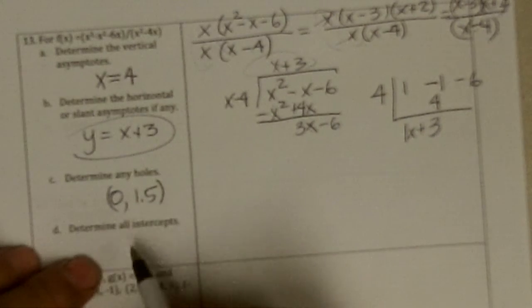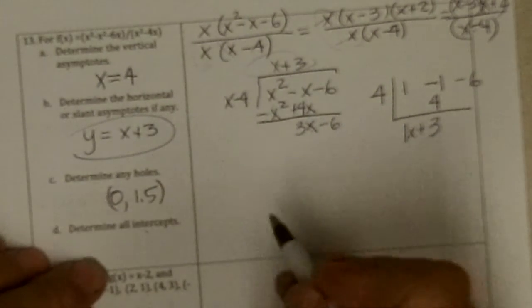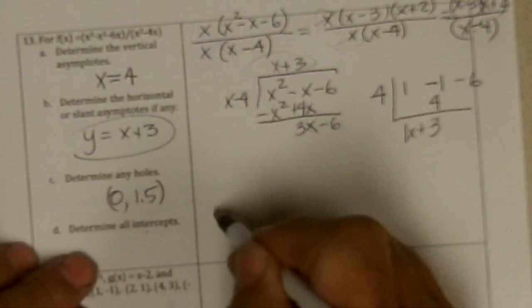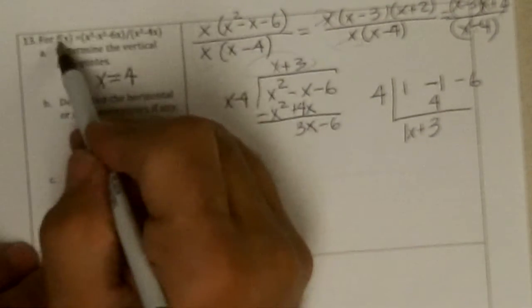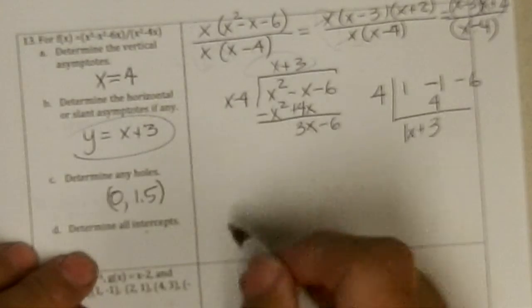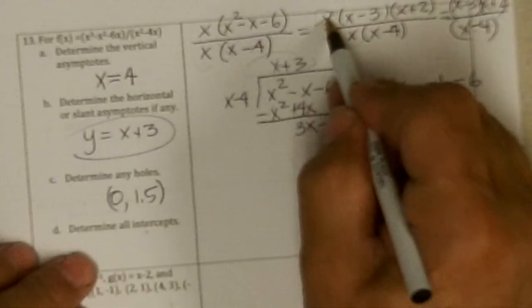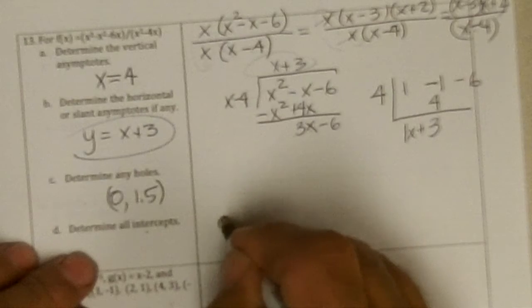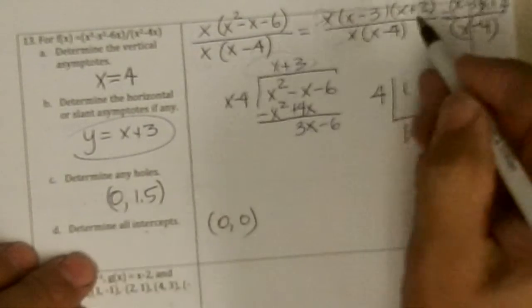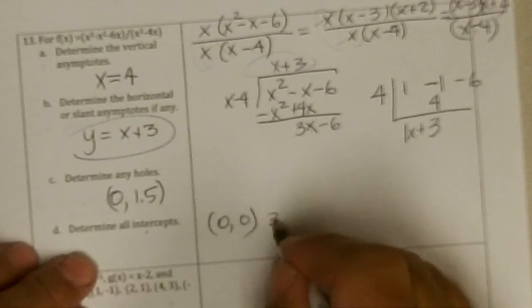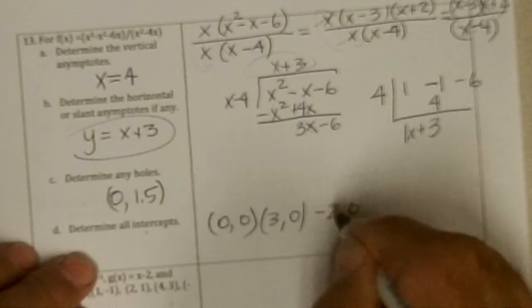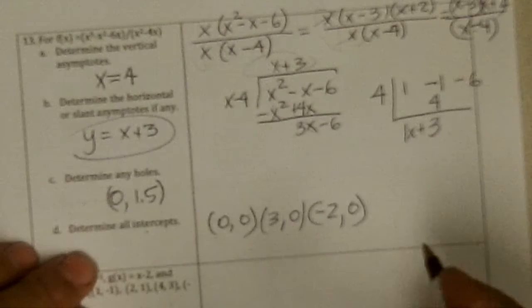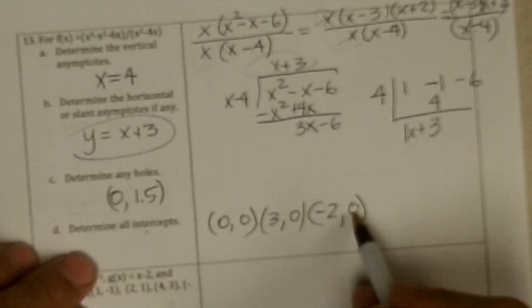And determine all intercepts. So x-intercepts would be found by making y be 0. So that means the numerator would have to be 0. So 0 would make the numerator 0. 3 would make the numerator be 0. And negative 2 would make the numerator be 0. So there are the x-intercepts.